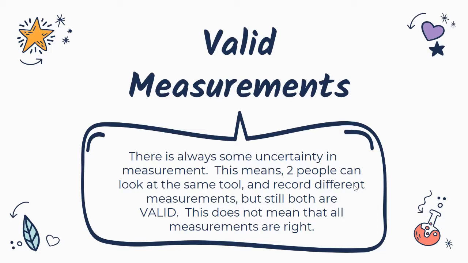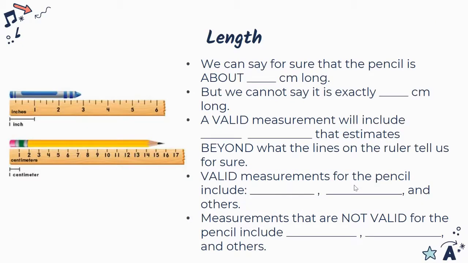Now, that does not mean that all of our measurements are actually right. And this ties back to our idea of accuracy and precision. And so let's go through and talk a little bit about the different types of measurements that we can take. The first one happens to be length. So for example, we can say that for sure the pencil, which remember is the second one, is about 16 centimeters long.